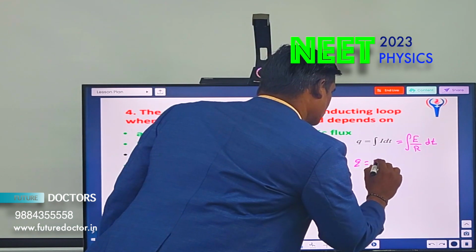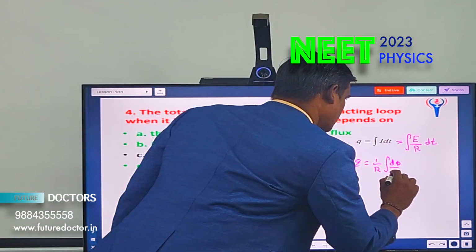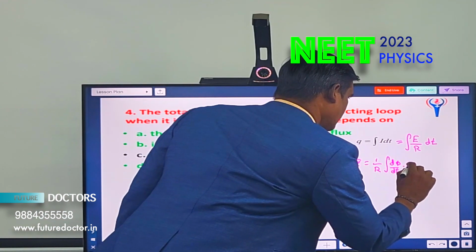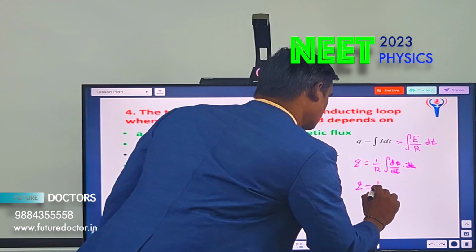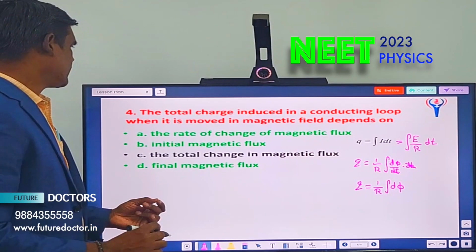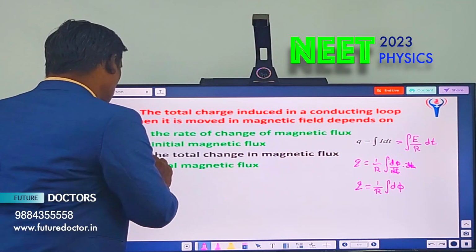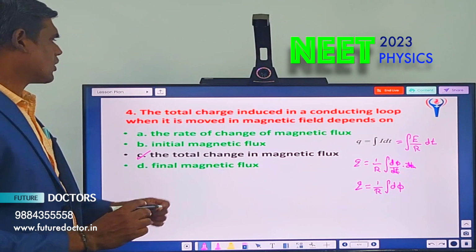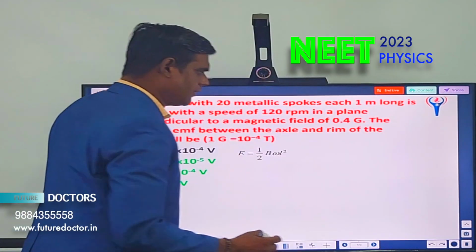And Q equal to 1 by R, I am taking out, into integral d phi by dt into dt. This dt getting cancelled, then Q equal to 1 by R into integral d phi. Integral d phi is nothing but total change in magnetic flux. That is option C. So Q depends only on d phi, total change in magnetic flux. Let's move to question number 5.